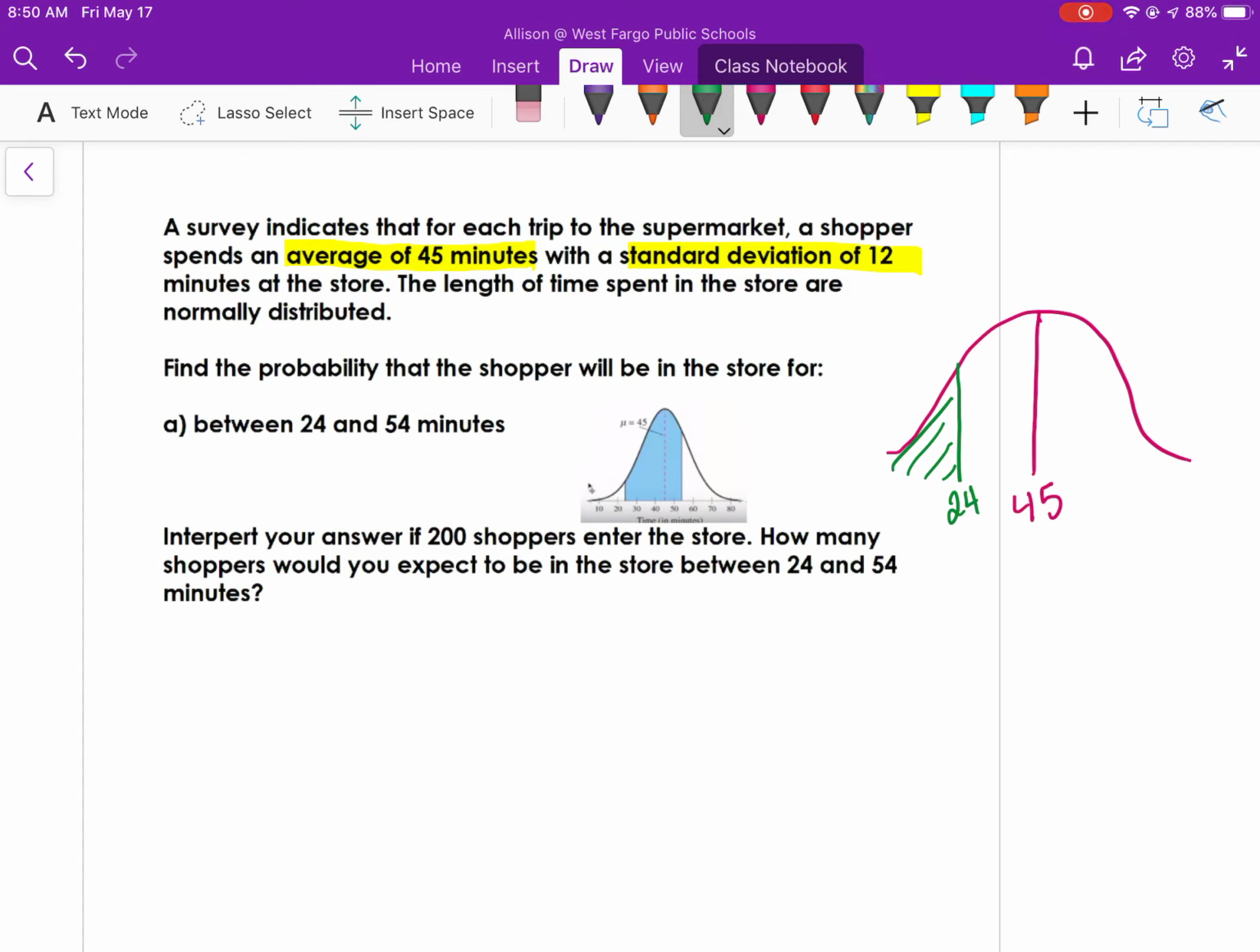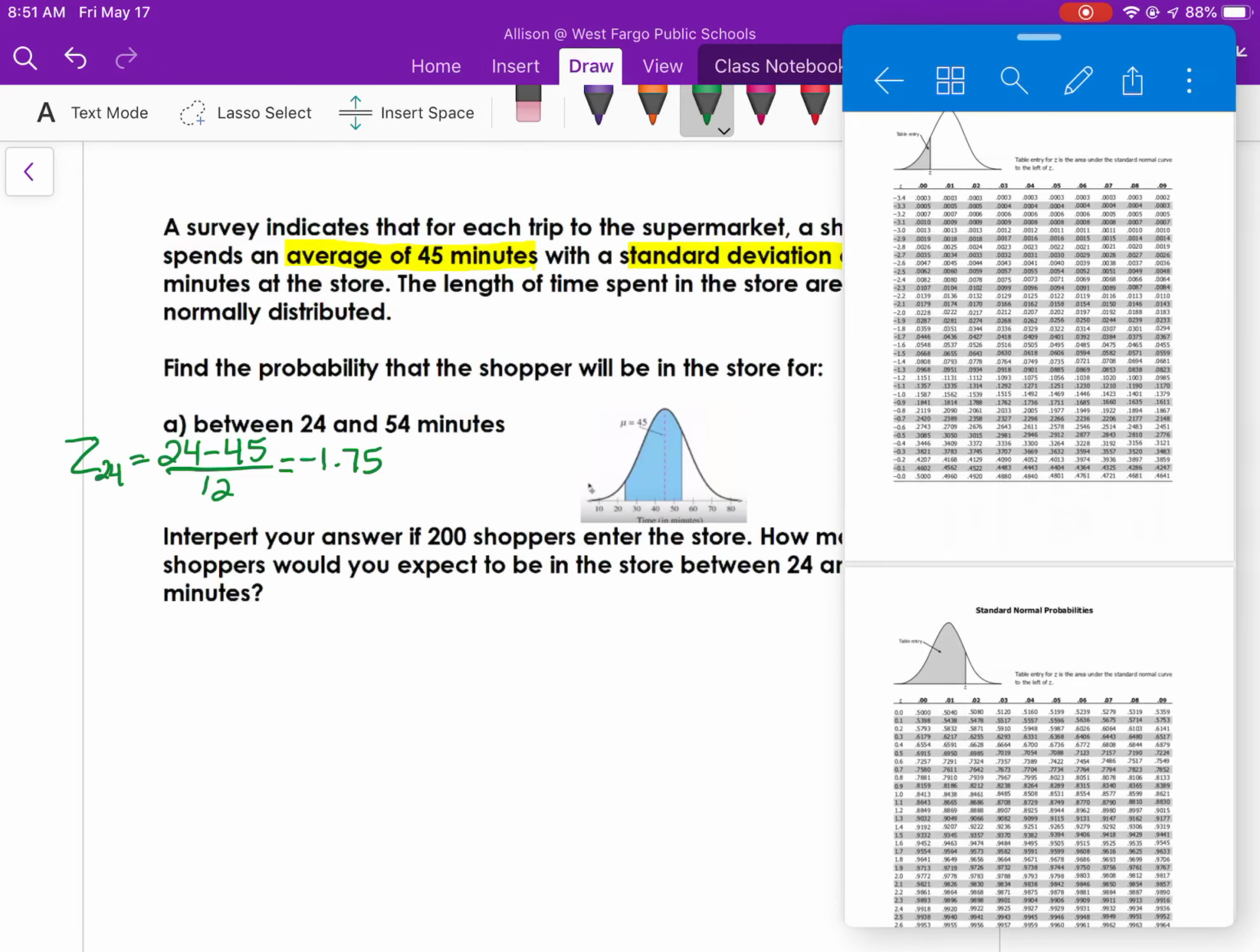To do that, I'm going to find the z-score for 24. And remember, the z-score can be found by taking the x value, that 24, subtracting the mean, and then dividing it by the standard deviation. So it'll be 24 minus 45 divided by 12. And I get negative 1.75, which means that 24 is negative 1 3/4 to the left of the average. So it's negative 1.75 standard deviations away from the average to the left.